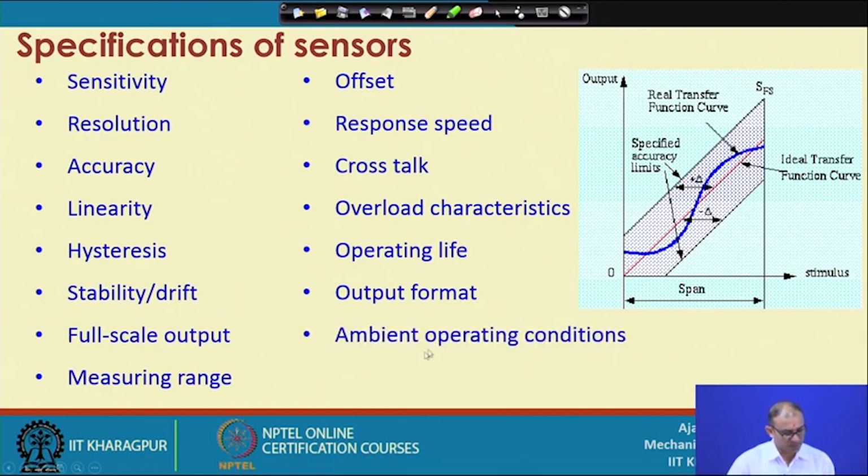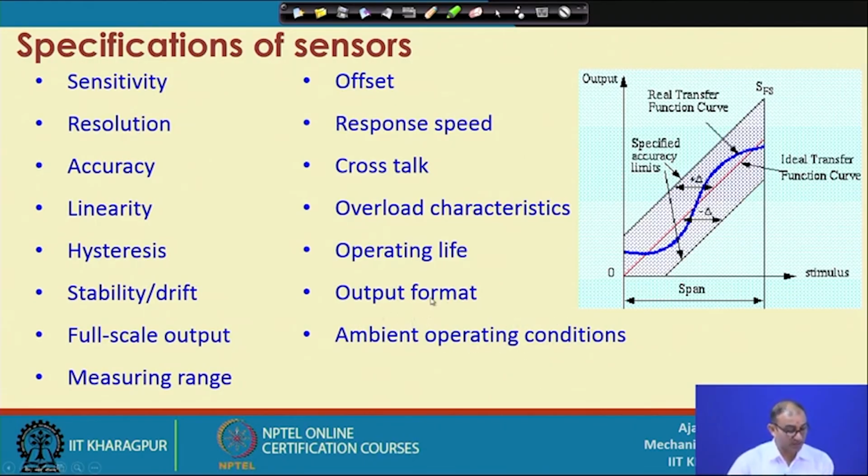And the ambient operating conditions. Now, we know that in machining we use a coolant also, and there are chips coming out of it, and those chips are very hot also. So, again we have to find out which sensors are completely ineffective in this type of environment.